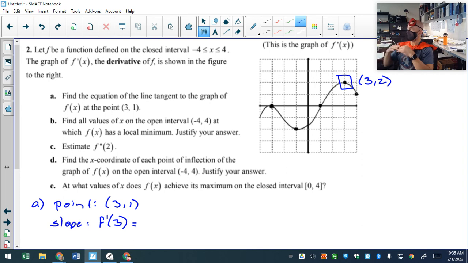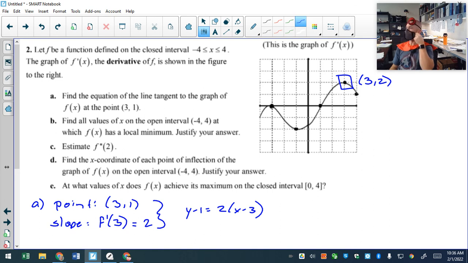Sometimes I'll hear 0 because people are imagining the tangent at that point, but that will actually be getting into second derivative territory. And so f prime of 3 is 2. So the equation of the tangent line is y minus 1 equals 2 times (x minus 3), and you're done. Cool? Cool.